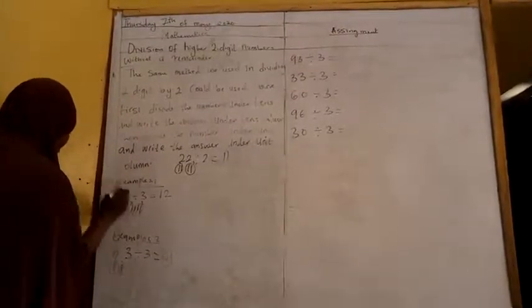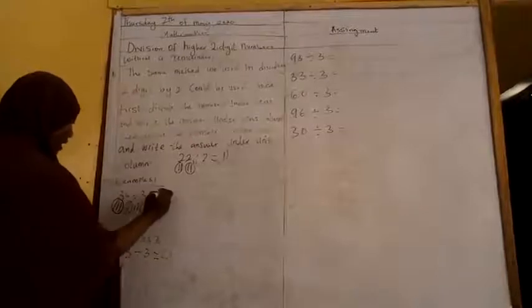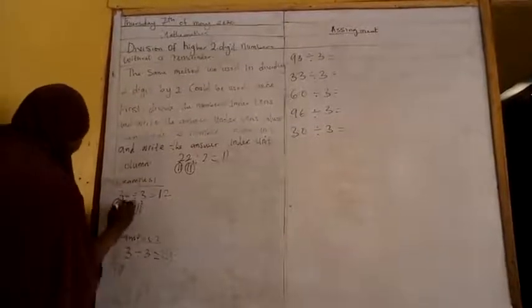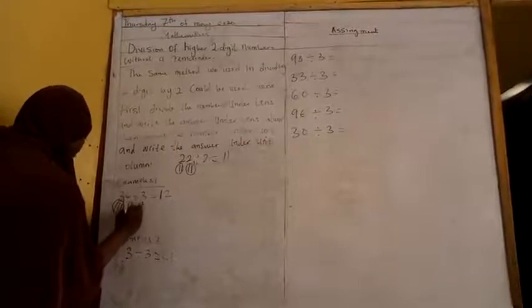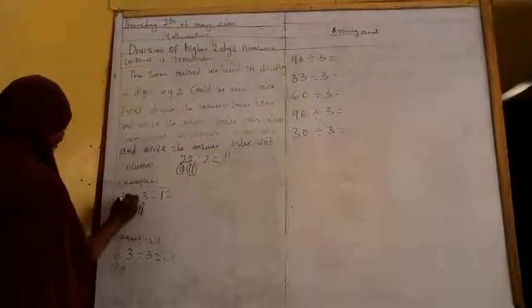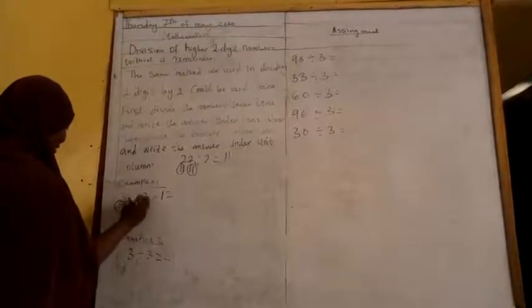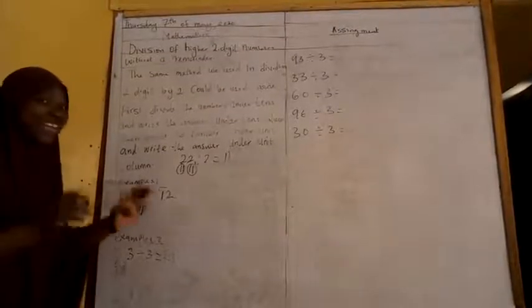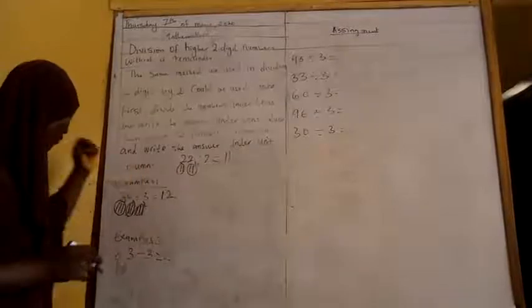So you just count your 3. 1, 2, 3. You have your 1. Just 1. You write your 1. Can you see your 6? You count your 6: 1, 2, 3, 4, 5, 6. And you will ring it because we are dealing with 3. 1, 2, 3, 1. 1, 2, 3, 2. You can see your 2 and you write it. Which means 36 divided by 3 is 12.